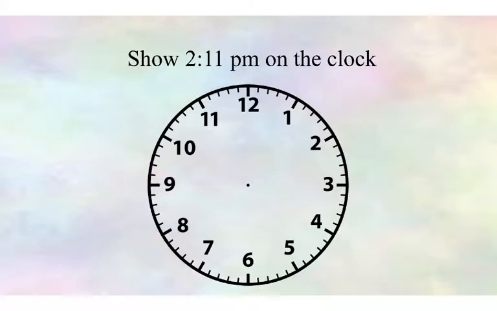So it says 2:11 p.m. on the clock. P.m., what do you think that means? Morning, afternoon, what do you think? I would say afternoon. If we were at school in the afternoon at 2:11 p.m., we would be about to be going home either by car or by bus. So that kind of puts us in perspective.